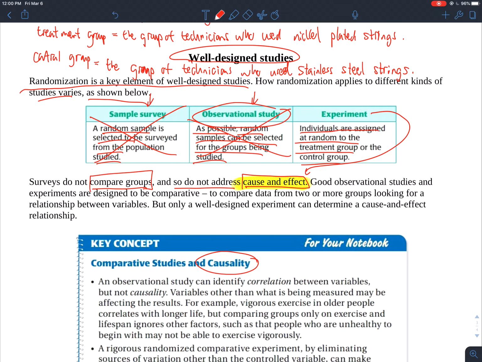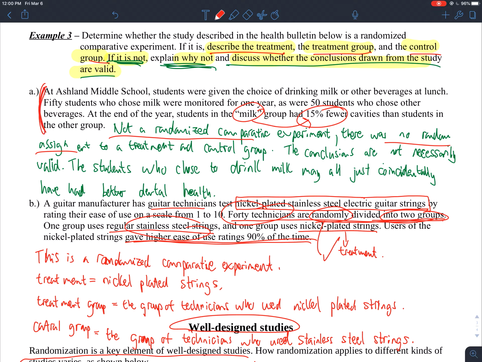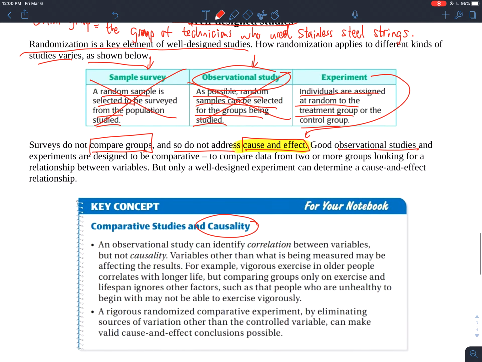So good observational studies and experiments are designed to be comparative, to compare data from two or more groups, looking for a relation between variables. Okay, in an observational study, like this one with the milk, I had two groups, but there was no randomization. So that's an observational study. I compare things, great, but here's the main thing you have to get. Only a well-designed experiment can determine cause and effect.